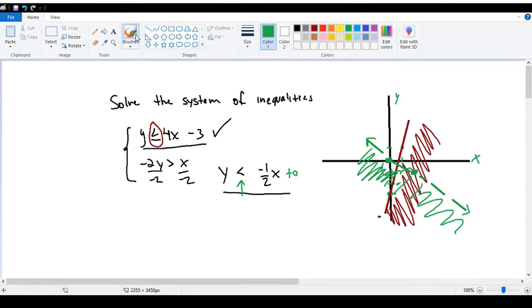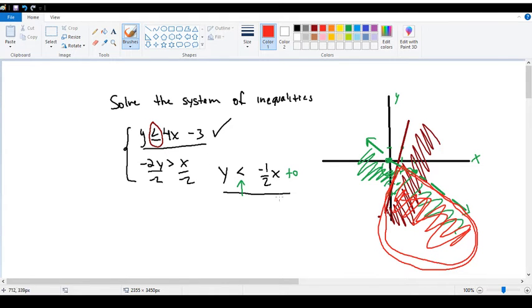And so the solution to this system of linear inequalities is basically the area where both shaded regions overlap. So this will be the solution to both inequalities. That's where both shaded regions are overlapping. So this is your solution to this system of linear inequalities. Okay, I hope that makes sense.